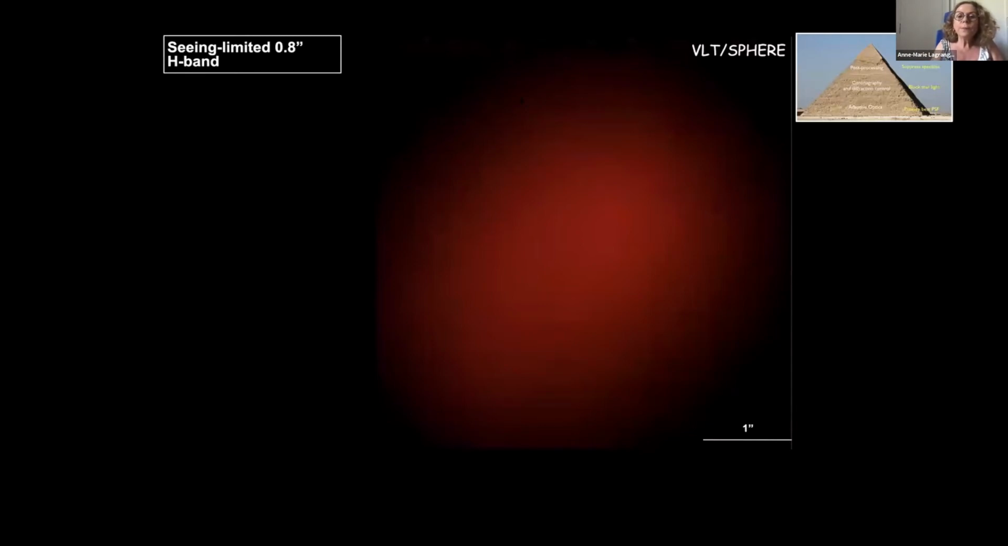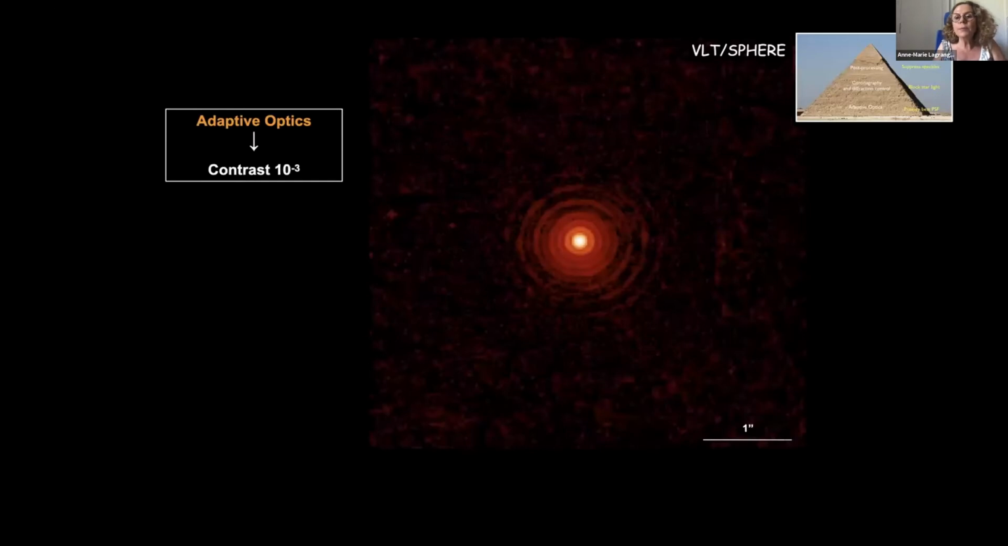To illustrate that, you have here the image of a normal star observed at the VLT in the H band under seeing-limited conditions. You see that the image is totally blurred, and if you use adaptive optics, in this case the SPHERE system, you concentrate the light of the star into the Airy core, and of course you get a much better contrast. You will be able to detect much fainter objects close to the star. Here the contrast is about 10 to the minus 3 at 0.5 arcsecond from the star. This is not enough to detect planets.